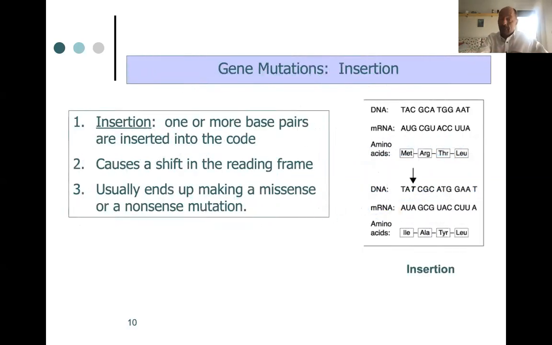And insertion instead is when one or more base pairs are inserted into the code. Of course, this generally causes a shift in the reading frame. And the shift in the reading frame is, of course, a big problem because now everything will be read incorrectly. So the result is generally a missense mutation or nonsense mutation, depending on where you have the insertion.